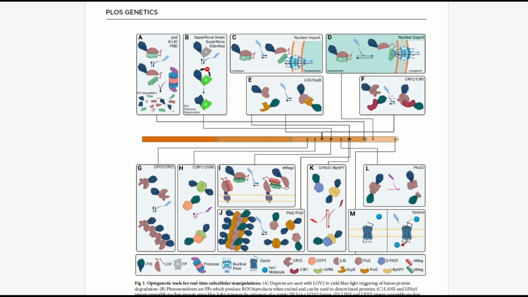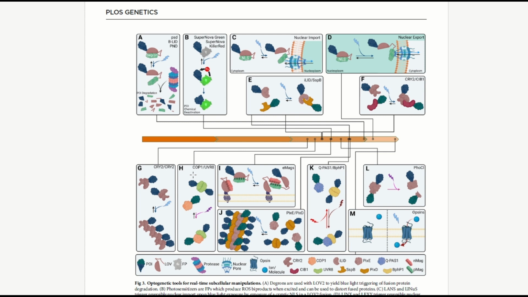Intriguingly, an optogenetic heterodimerization system exists which utilizes UVB light. In the presence of UVB, Arabidopsis COP1 binds to UVR8 and can be used to bring proteins of interest into proximity to one another in living cells.